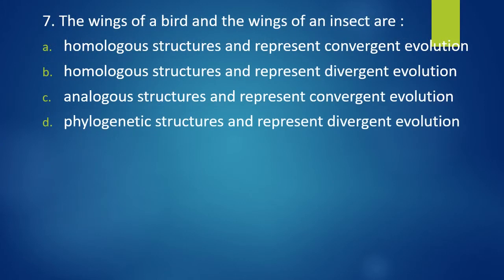Question number 7. The wings of a bird and wings of an insect are homologous structures and represent convergent evolution, homologous structures and represent divergent evolution, analogous structures and represent convergent evolution, or phylogenetic structures and represent divergent evolution. Wings of bird and wings of an insect are. The correct answer is both are analogous structures and they are representing convergent evolution.